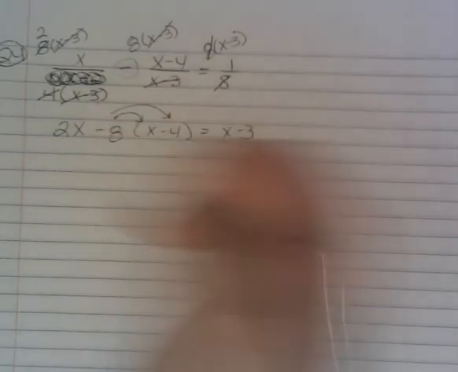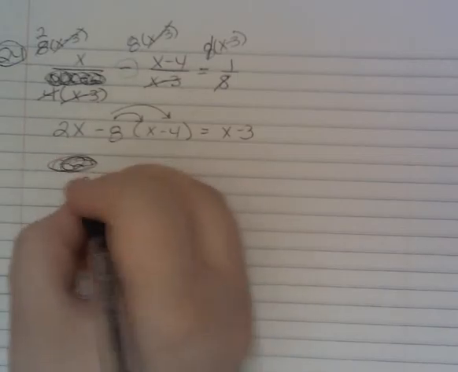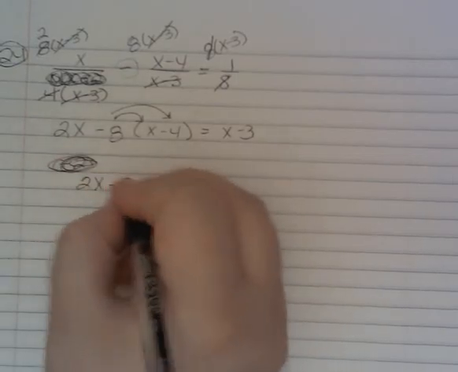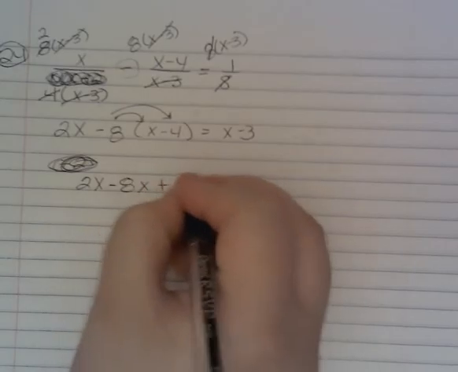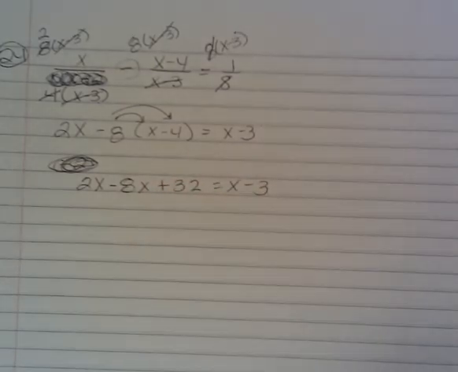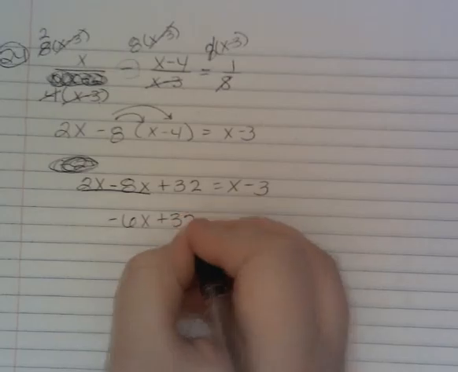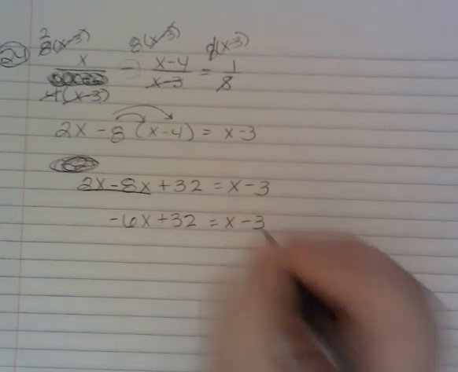So I distribute my negative 8. So I have 2x minus 8x plus 32 equals x minus 3. Now I combine my like terms to get negative 6x plus 32 equals x minus 3.